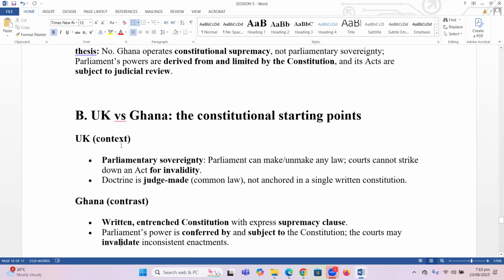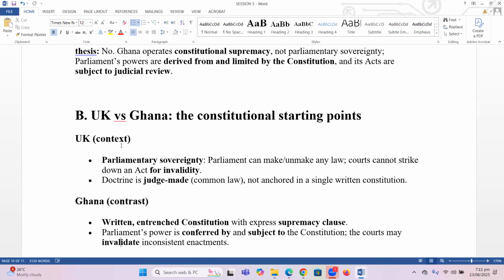Like the UK, for example, they have what they call parliamentary sovereignty. And there used to be a statement, those of you who belong to the old school, who did O level and A level, and even some of the early versions of the SSS. When you are learning government or political science, you'll be told that the UK Parliament can do all things except turn a man into a woman or a woman into a man. And even now they say that with gender surgery, that is even possible. So that tells you the extent of how powerful Parliament in the UK was. Parliament can make and omit any law, and courts cannot strike down an act for invalidity.